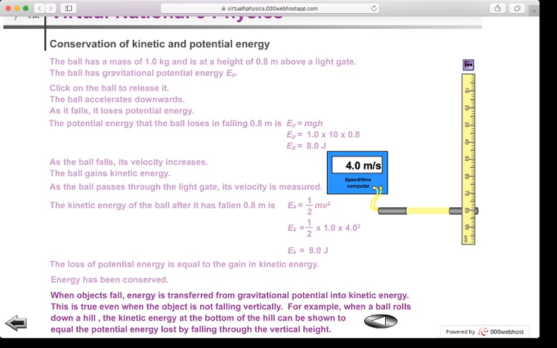So, for example, when objects fall, energy is transferred from gravitational potential energy into kinetic, and as we'll see in a worked example in a wee second, that applies even when you're rolling down a hill, not necessarily when you're falling straight down. Now, one thing that's worth mentioning is the mass. If we looked at a heavier ball, say the mass was 2 kilograms, then you would get 16 joules. And what we'd find is that the speed is exactly the same, because when you put the 2 kilograms into the Ek equals half mv squared formula, you would find once again Ek is 16 joules.